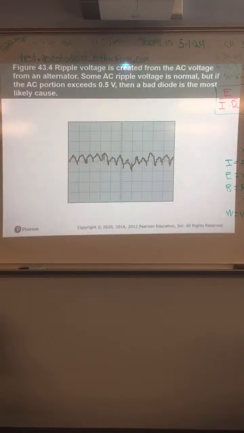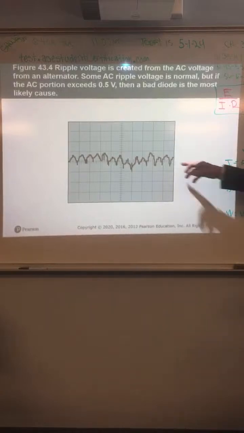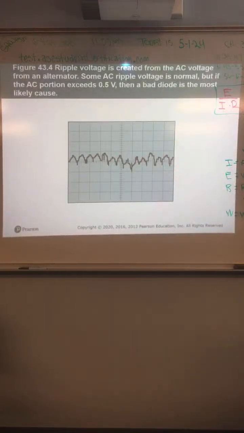Okay. When we get into alternators, you'll understand this a little bit better. This is what they call ripple voltage. It's created from the AC voltage from an alternator. Because remember I told you alternators create AC voltage, right? Then it's converted to DC. If it's not properly converted, you'll get too much ripple in your system, a little bit of AC, okay? Normally, if that happens, you have a bad diode in the alternator or rectifier bridge.